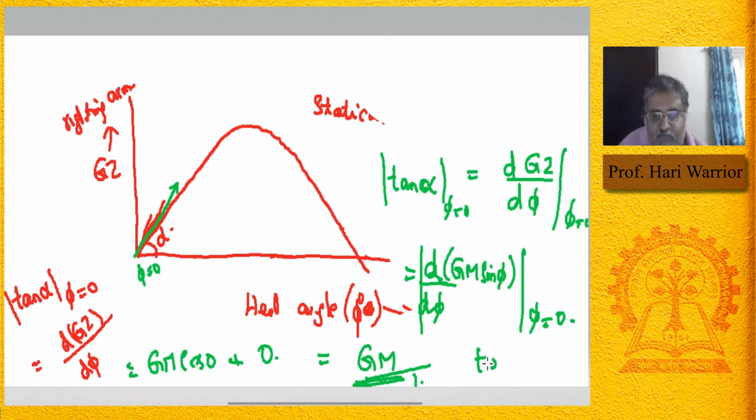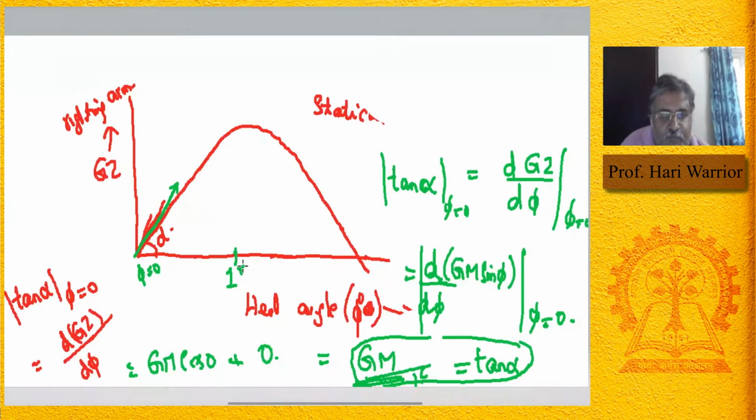What we have is tan alpha. Tan alpha is equal to GM divided by 1. So if I have GM, and let us assume 1 radian, at this point, if I take a distance of 1 radian and draw a perpendicular there, and from the origin, that is phi equal to 0, I draw a tangent to the curve, when they meet here, what do you think this distance will be?